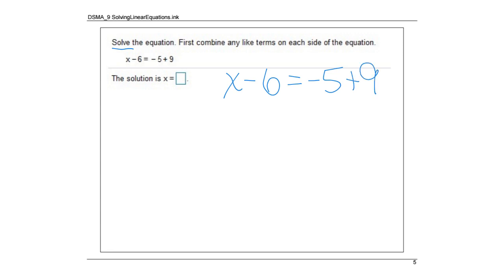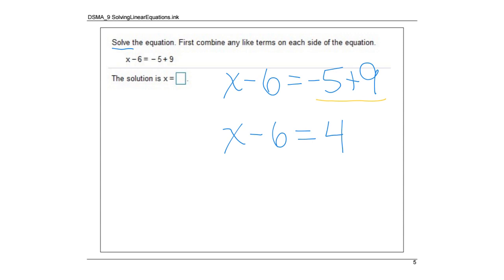Now, when you're working with equations, the best thing to do is to make sure that you clean up each side. So on the left-hand side, we have an x and we have a -6. Well, we can't combine those because we can't combine an x with a number. But on the right-hand side, we have 2 numbers. So let's go ahead and clean those up. -5 plus 9 would give me +4. Okay, so now we've cleaned up each side as much as we can.